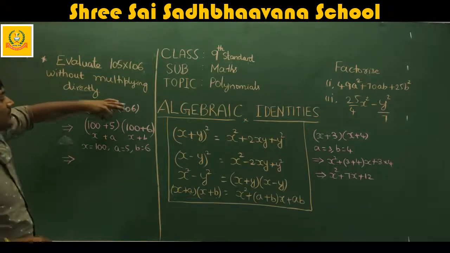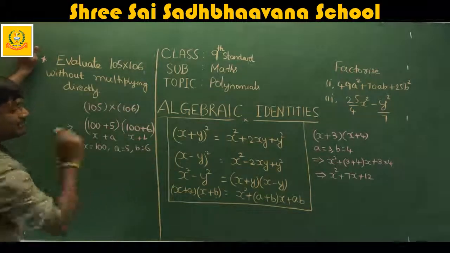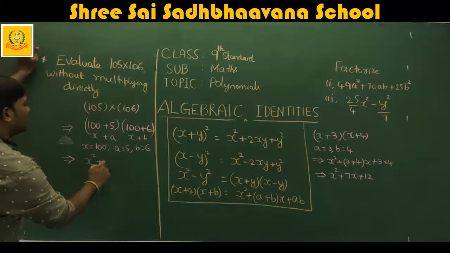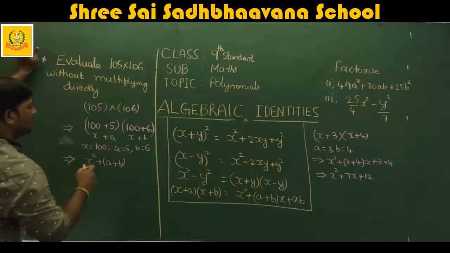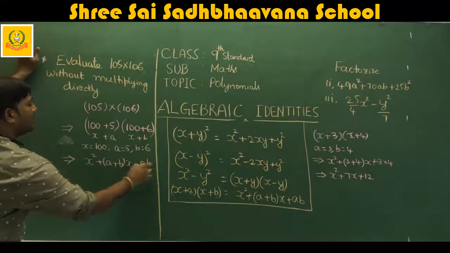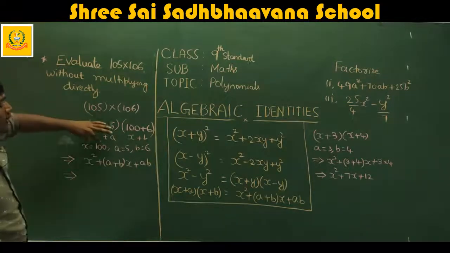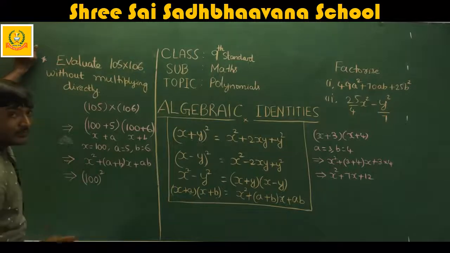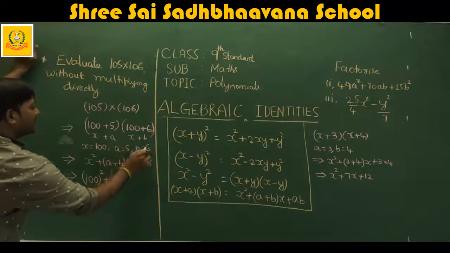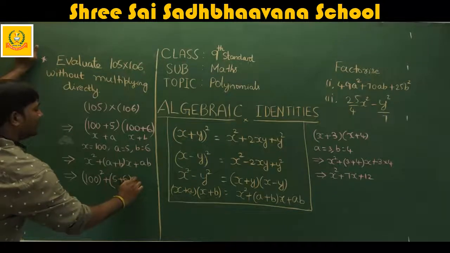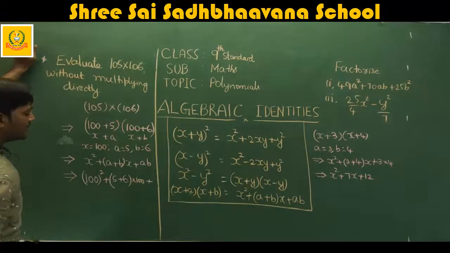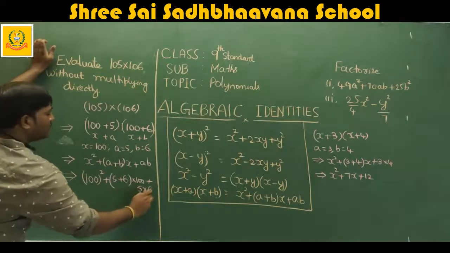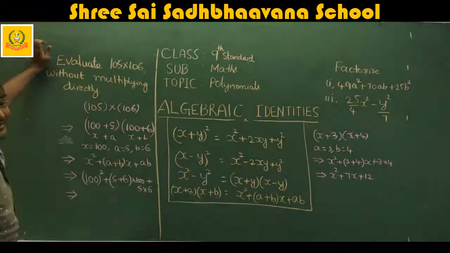So now 100 plus 5 into 100 plus 6, which is the same as x plus a into x plus b. So what is the identity for that? x square plus (a plus b) into x plus ab, correct? So what is the x value? Just substitution, that's all. x value is 100, so 100 square. Correct? Plus a plus b, it means 5 plus 6 into x, which is 100. Correct? Wherever x, a and b are there, I'm just substituting, plus 5 into 6.